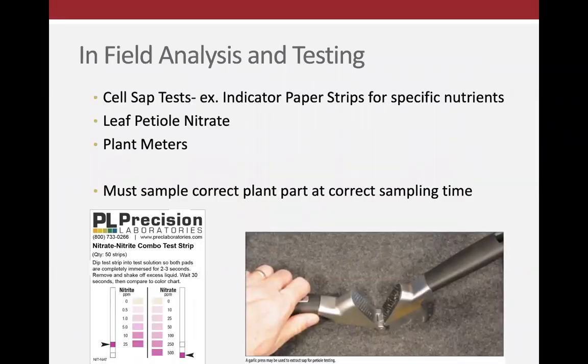In-field options, there's a number of different things out there that are used. Cell sap tests are very commonly used in, say, the specialty crop industry. They sell things like these nitrate strips, and they're like little indicators. Depending on the system or the crop, but oftentimes you take, say, leaf petioles, and you might crush them, and then you actually measure the sap or the liquid in those, and measure the concentration of the nutrient in that.